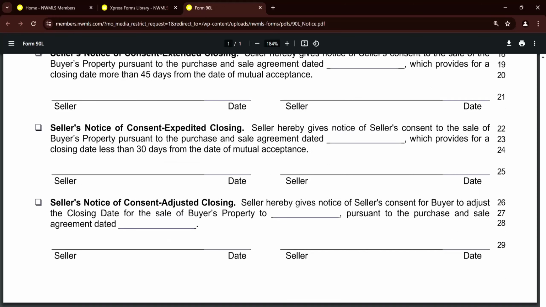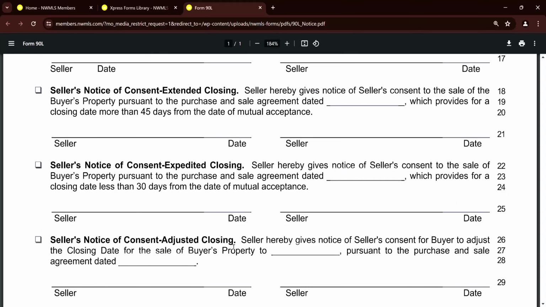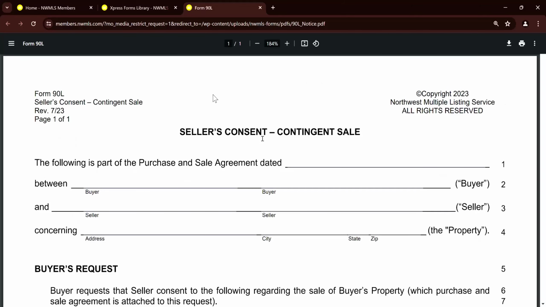So this is the form you've got to get the permission for, okay? And then the very last one is the seller's notice of consent to adjust closing. Seller hereby gives notice of seller's consent for buyer to adjust the closing date for the sale of buyer's property pursuant to the purchase and sale agreement dated such and such. So you can also adjust the closing. That's the 90L.